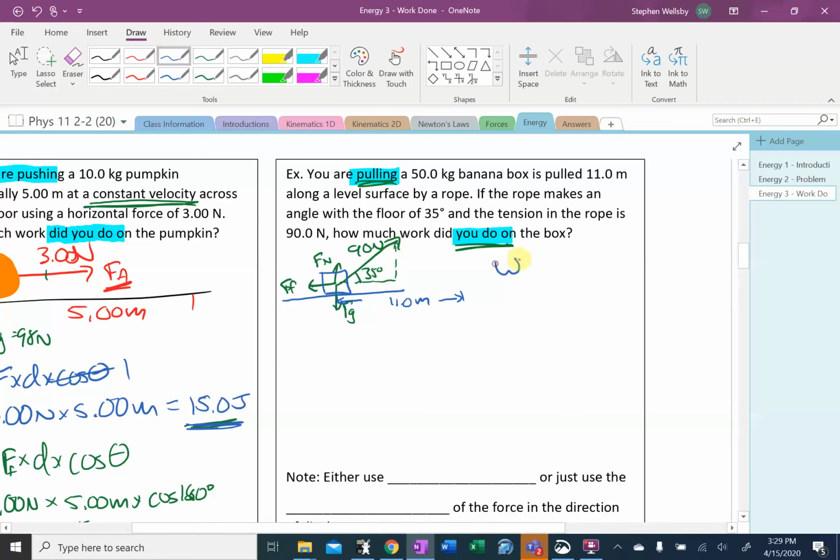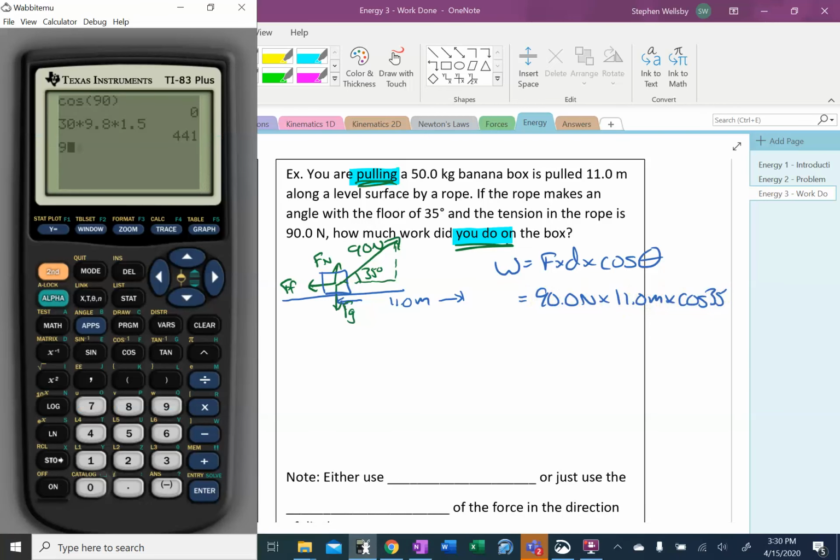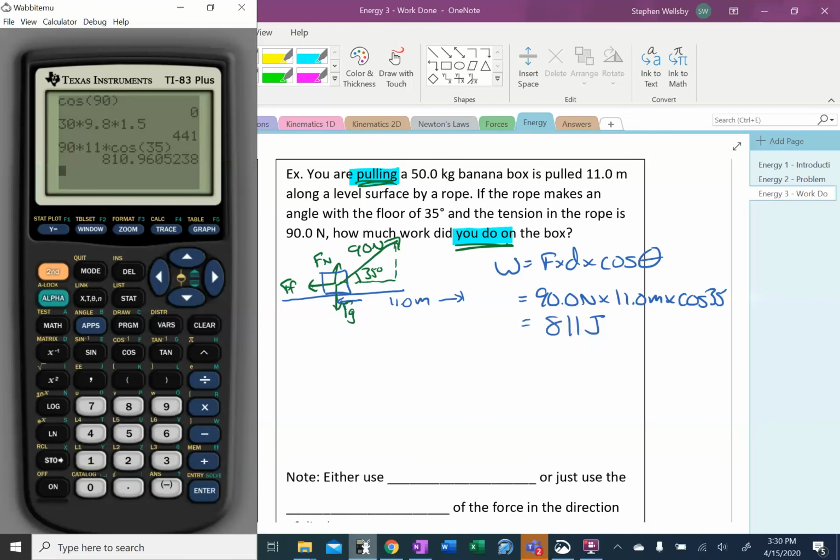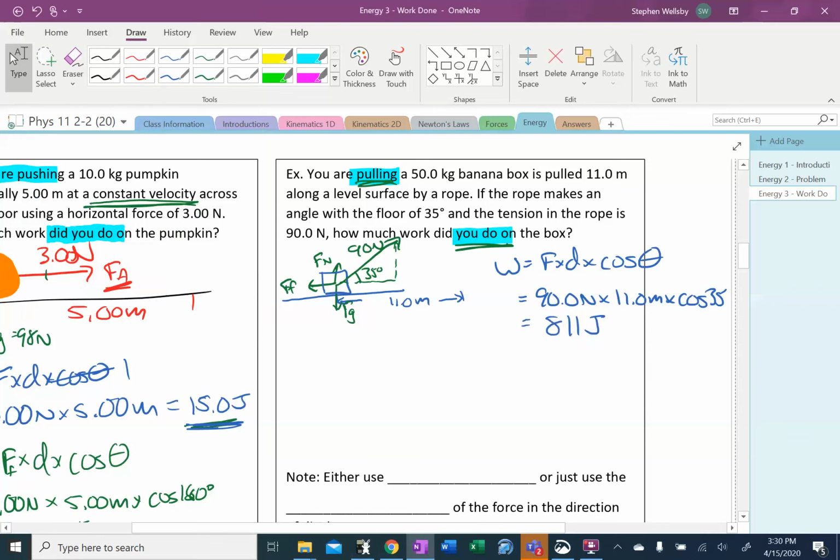One of them is just using this formula that we've been using from the beginning. So this one is force times distance times cos theta. In this case here, the force is 90 newtons, the distance is 11 meters, and the angle is 35 degrees. And if we do this calculation, 90 times 11 times cos 35, that's going to give us 811 joules. So that is how much work you did, or how much energy you added to the box.